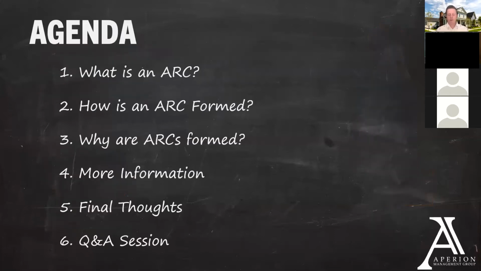So a quick agenda of what we're going to be going over today is really, again, the basics of architectural review. What is an ARC committee? How are they formed? Why are they formed? I've got some more pieces of information that have come up during my experience administering architectural review that I know will come up during any committee's work at some point that we're going to talk about. I'll give some final thoughts, and then we'll have some time for Q&A.